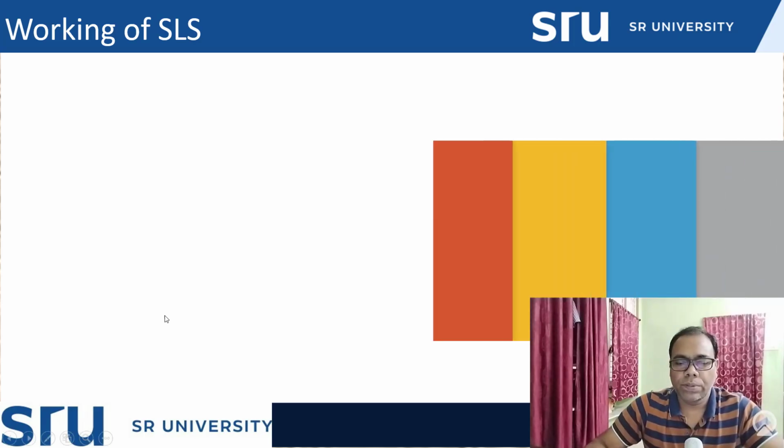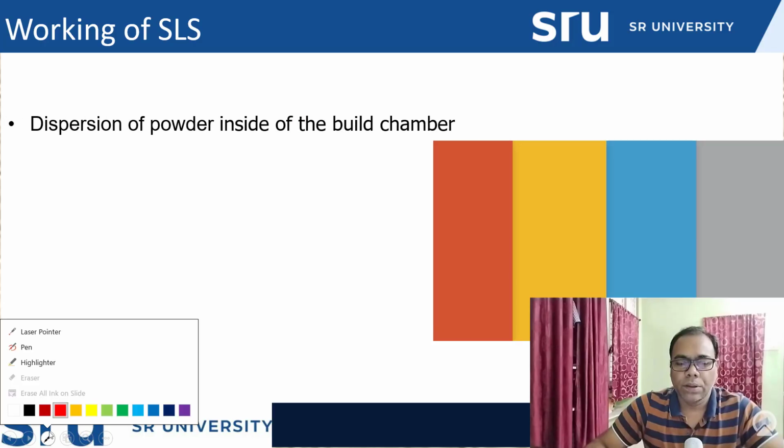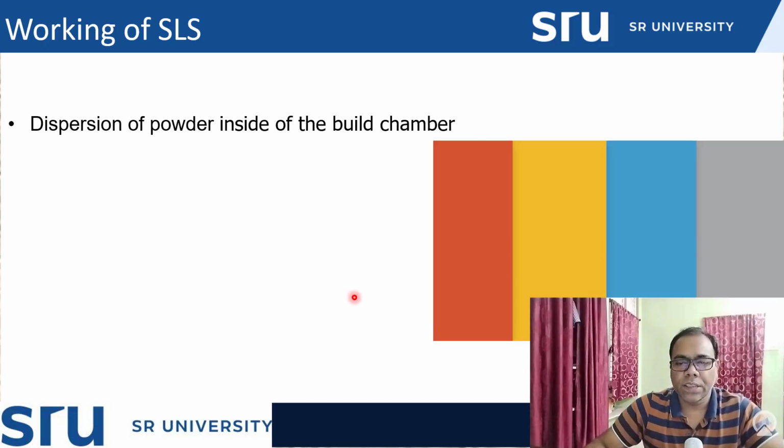So in this way we can see how the printing takes place in the SLS process. One can understand from that small video. Coming to the process, the first thing you have to do is perform a dispersion of the powder material on the build platform or powder bed system itself.